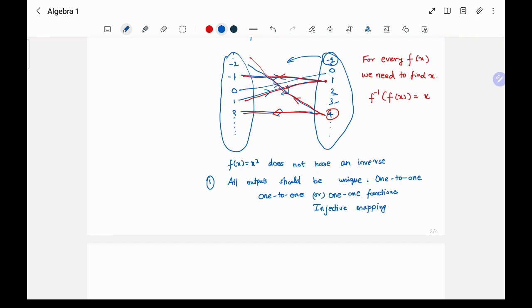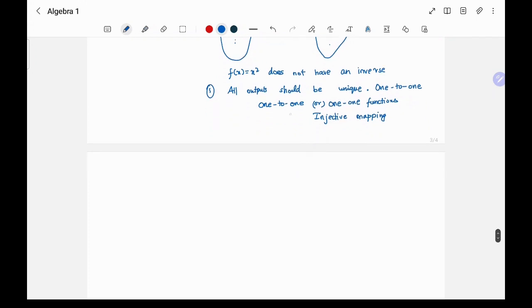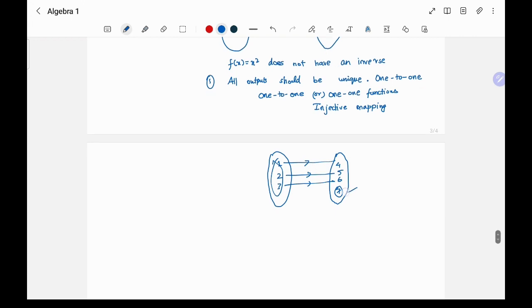So what is injective mapping? For every input there should be one unique output, right? So 1, 2, 3, let's say 4, 5, 6, 7. For every input there should be one unique output. It does not say anything about an output having an input or not. So the output may not have any input at all, but for every input there should be one unique output. Only it should be mapped to one output, and the output should not be mapped to any other input.